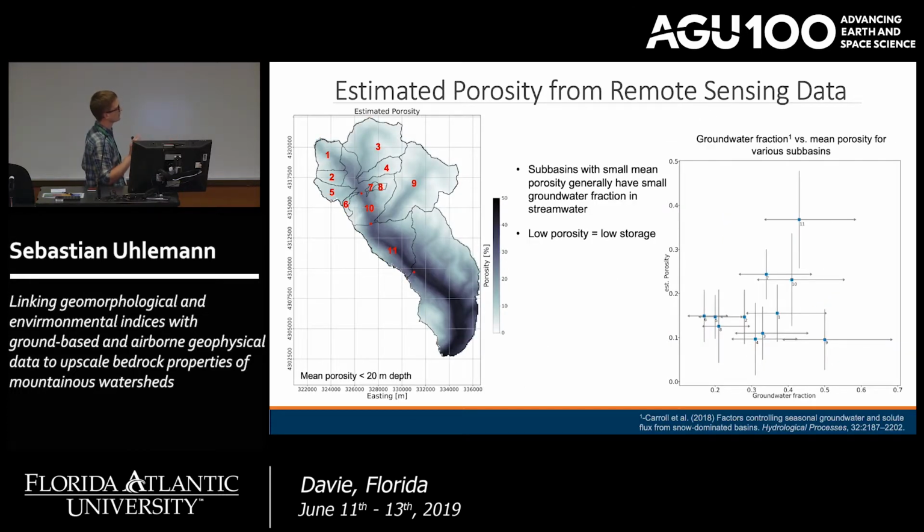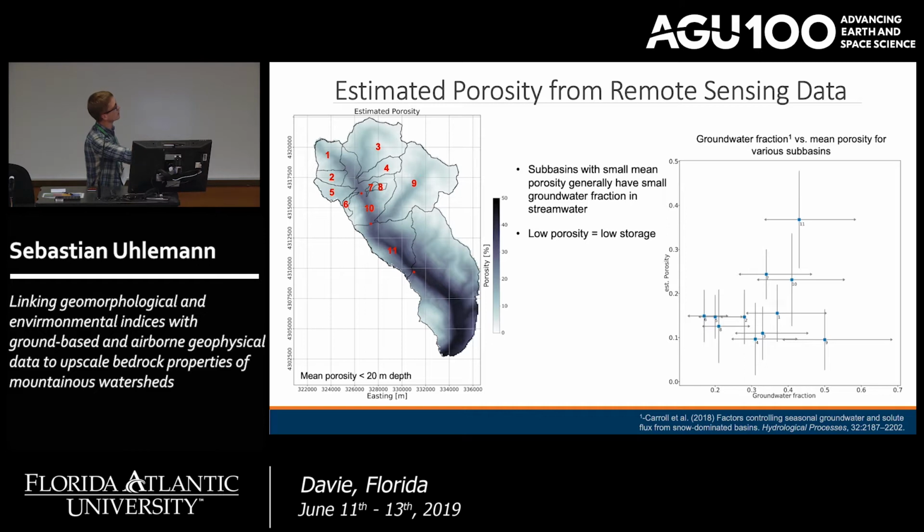Just as a way of trying to validate this approach, I split the East River watershed into 11 sub-basins and calculated the mean porosity for these sub-basins and compared it to data from Rosemary Carroll et al., which they published just last year, where they look at the fraction of groundwater, snowmelt water, and runoff in the streams. And what we find is that sub-basins with low groundwater fraction seem to show low porosity, whereas sub-basins with high groundwater fraction tend to show high porosity.